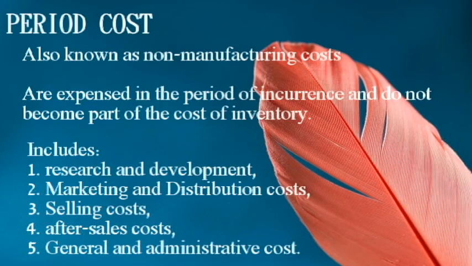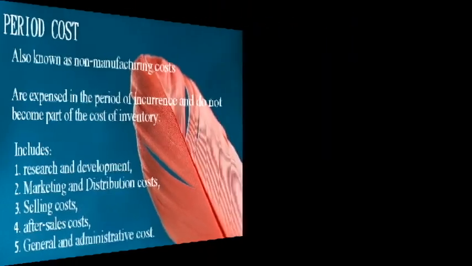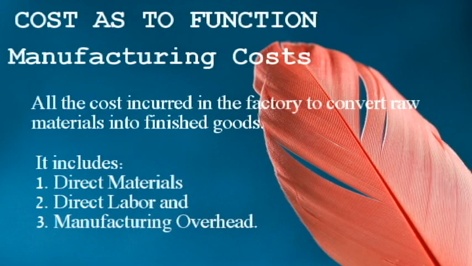While period cost, which is also known as non-manufacturing costs, is expensed in the period of incurrence and does not become part of the cost of inventory. Period costs include research and development, marketing costs, distribution costs, selling costs, after-sales costs, and general and administrative costs. Cost can also be classified as to function: manufacturing costs and non-manufacturing costs.